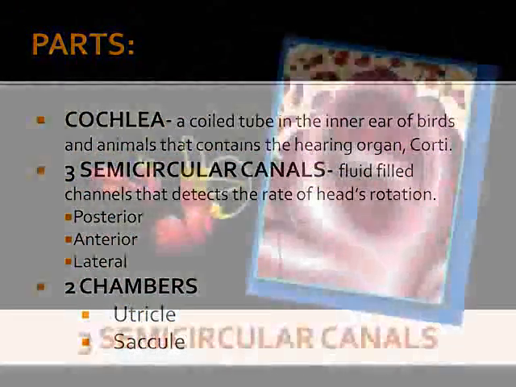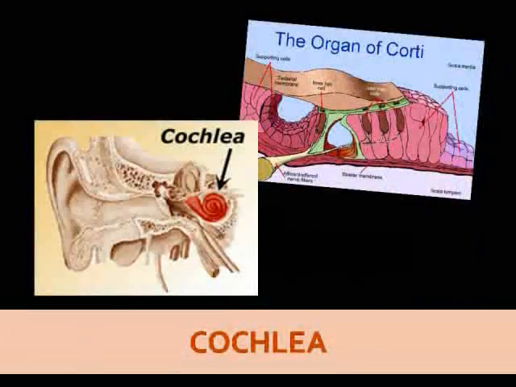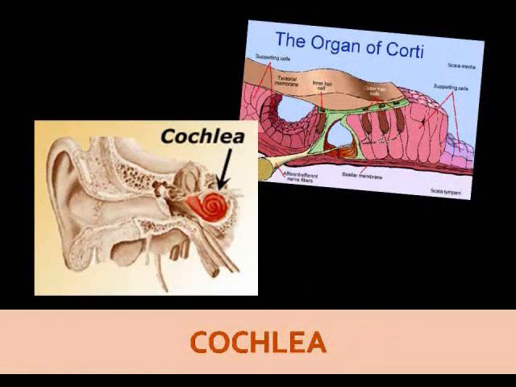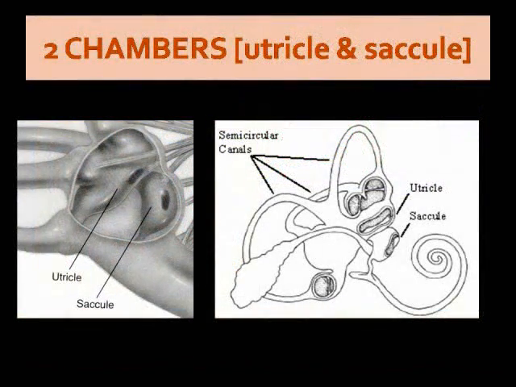First is the three semicircular canals. These detect changes in the head's rotation. The second part is the cochlea. The cochlea contains the organ of Corti. Lastly are the two chambers, namely the utricle and the saccule.